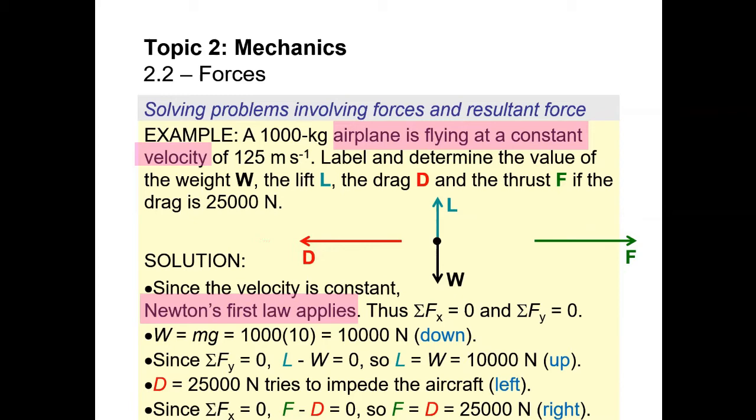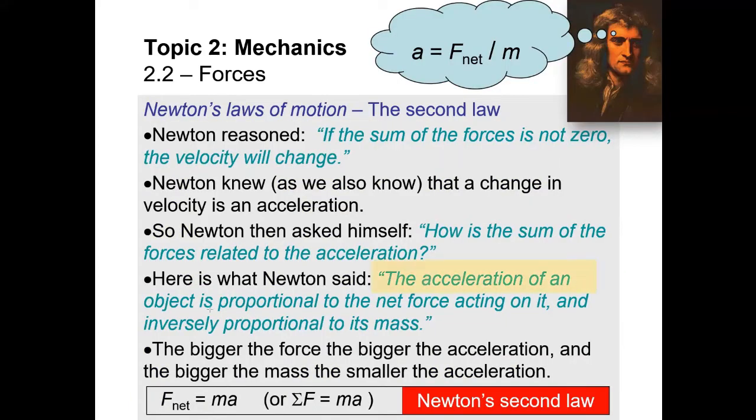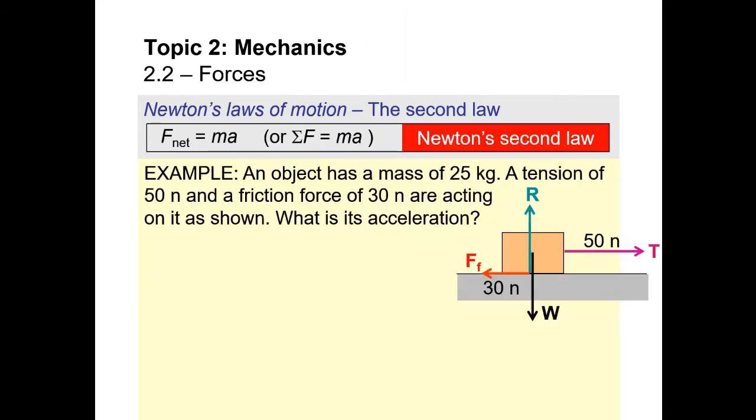Free body diagram. The acceleration of an object is proportional to the net force acting on it and inversely proportional to its mass. So net force equals mass times acceleration. An object has a mass of 25 kilogram, a tension of 50 Newton, and a friction force of 30 Newton acting on it as shown. What is its acceleration?